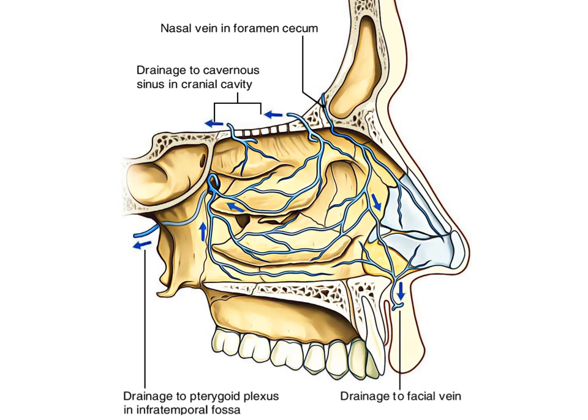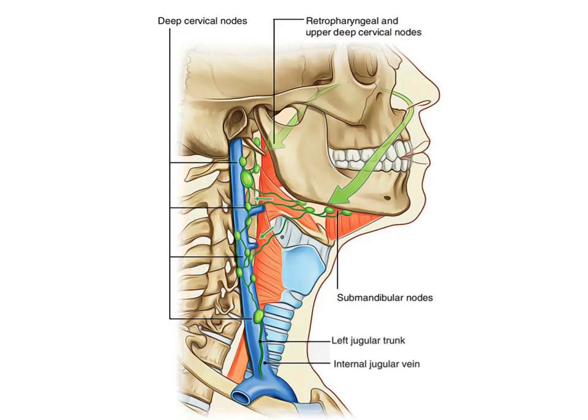Now the venous drainage. They are all the same as arteries. They drain into the cavernous sinus superiorly, anterior inferior drain into the facial vein, and posterior inferior drain into the pterygoid plexus. Lymphatic drainage: the anterior half of the nasal cavity drains into the submandibular nodes, and the posterior half drains into the retropharyngeal nodes, and ultimately they go to the upper deep cervical nodes.